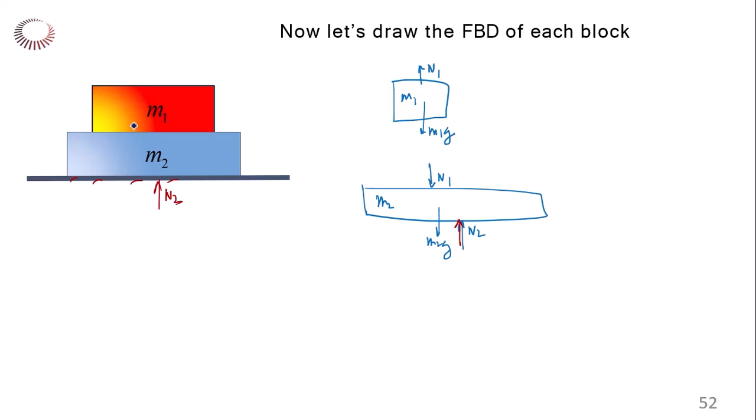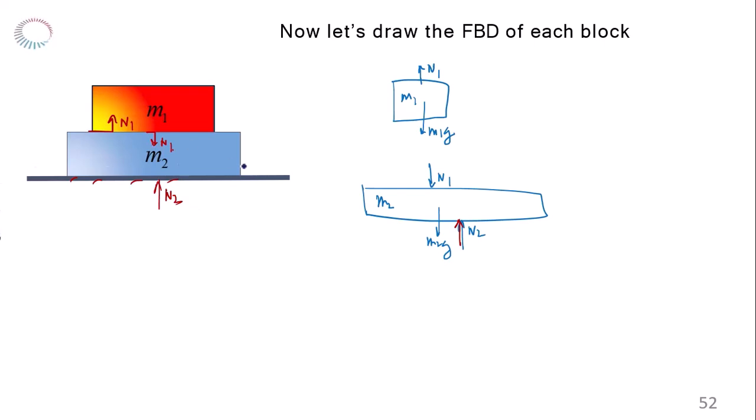So N1 is the normal contact force offered by this surface. This surface is offering N1. So this is N1 acting on M1. Similarly, there is another N1 acting on M2. So these two are an action reaction pair. Okay. These two are an action reaction pair.